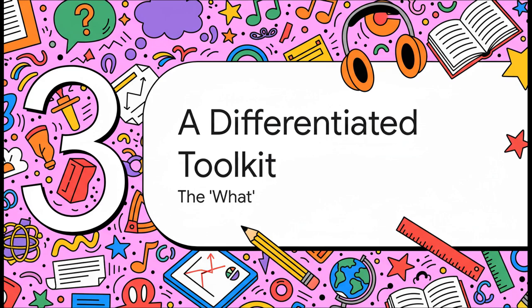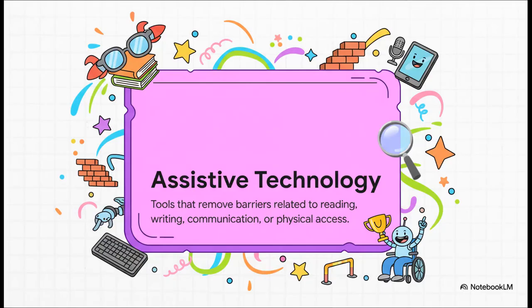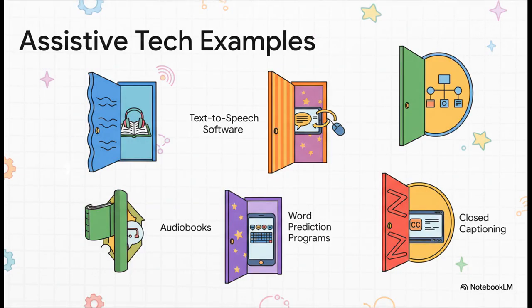All right, with that UDL framework in our back pocket, let's get super practical. What are the actual tools and strategies you can start using in your classroom, like tomorrow? Let's start with assistive technology. These are just incredible tools designed to level the playing field. But you know what? They do so much more than just remove barriers. They actually build student independence and empower them to take charge of their own learning, which, let's be honest, is the ultimate goal. And the options out there are just vast.